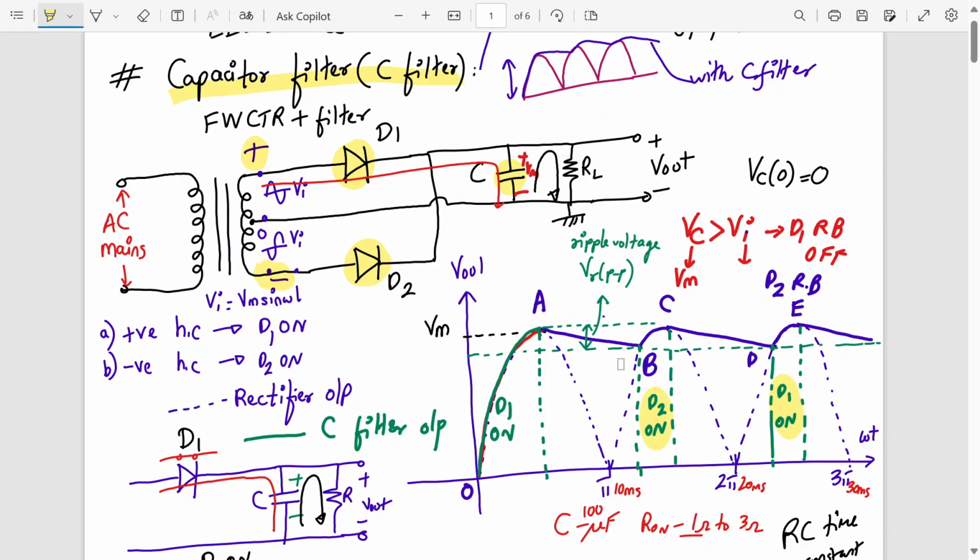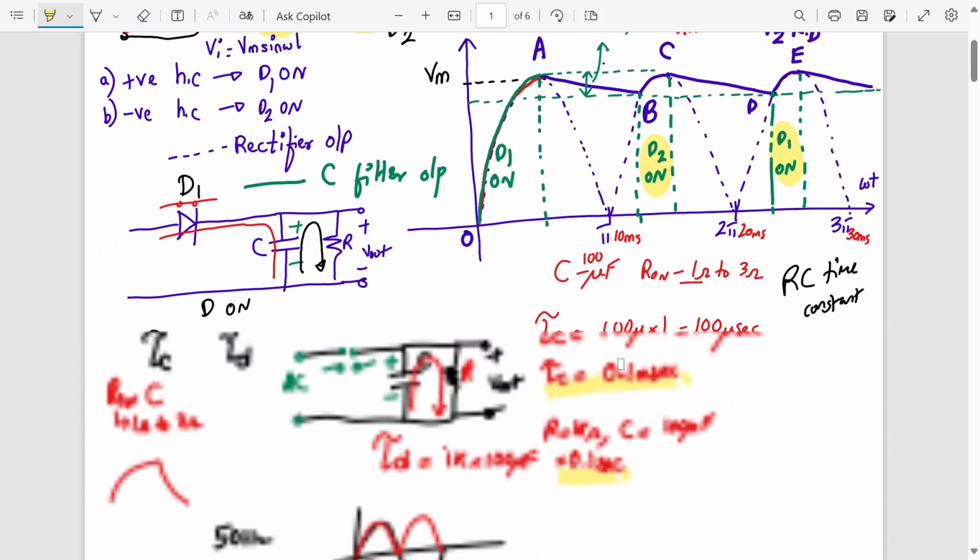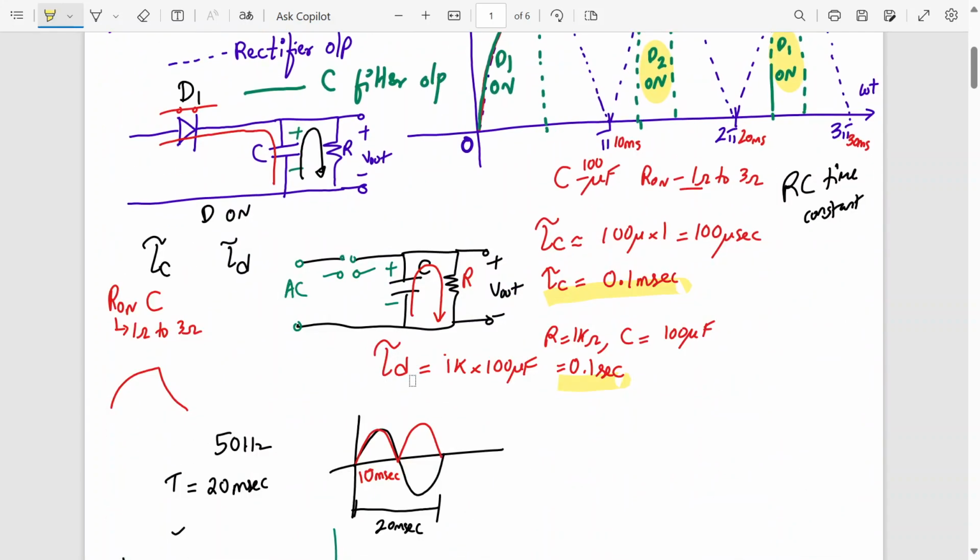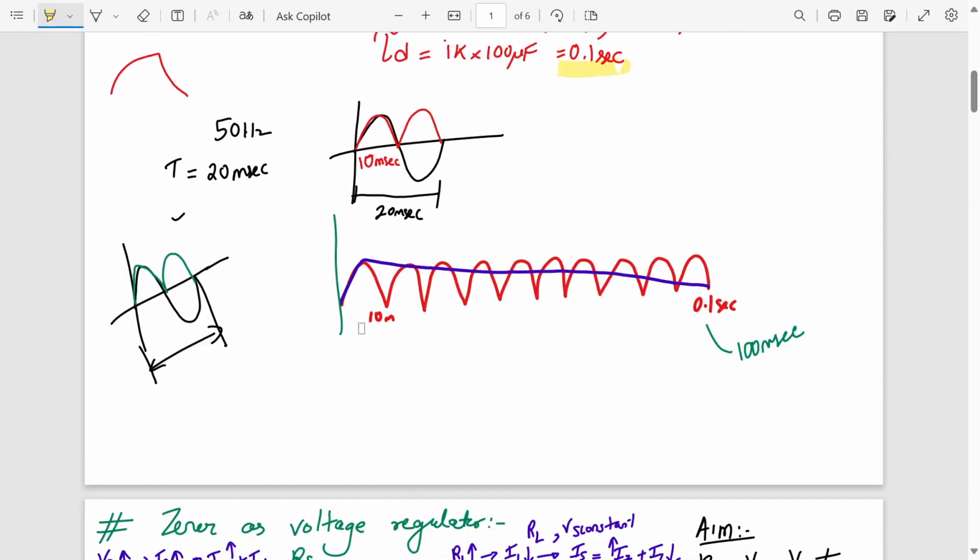So O to A, capacitor is charging. A to B, capacitor is discharging. B to C, capacitor is charging. C to D, capacitor is discharging. Then why such long periods? Why so slow discharge? Because of the discharging time constant. It is 0.1 second. And our period is around, how much is our period? 10 milliseconds. When will you reach 0.1 second? After 10 cycles. So by the time you reach 10 cycles, it won't completely discharge.